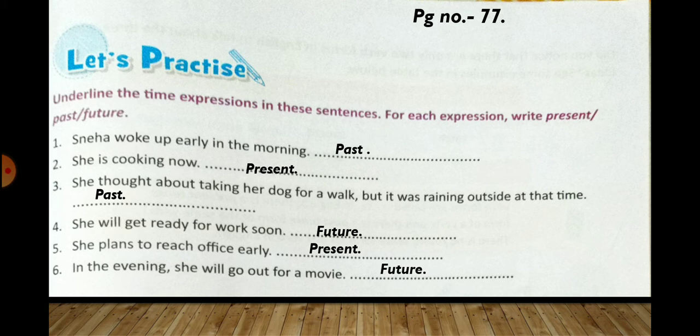Number 6. In the evening, she will go out for a movie. So it is about the future plan. So you will write down future. So number 1 is past. Number 2 is present. Number 3 is past. Number 4 is future. Number 5 is present. And number 6 is future.